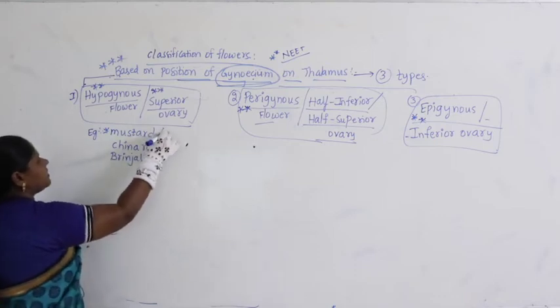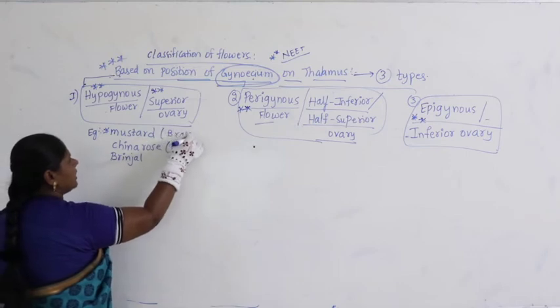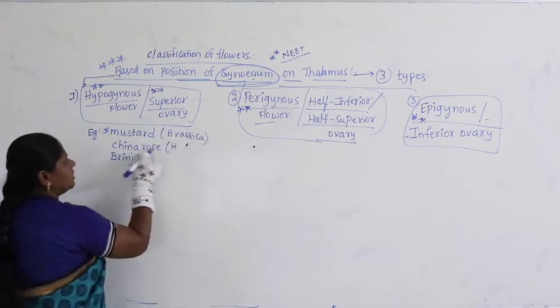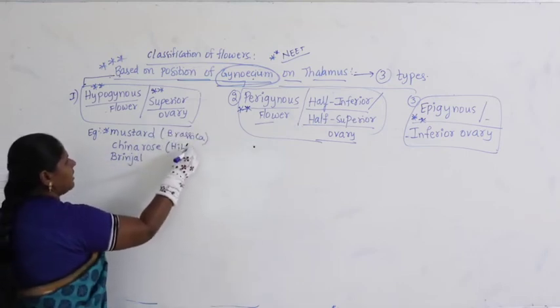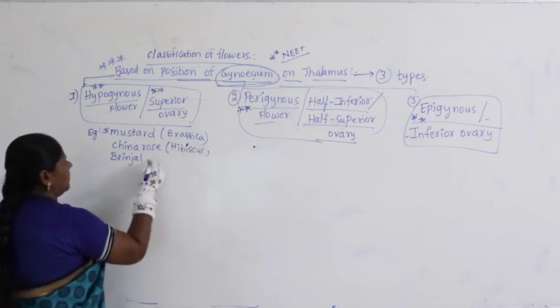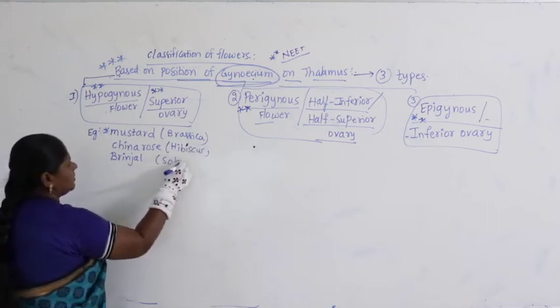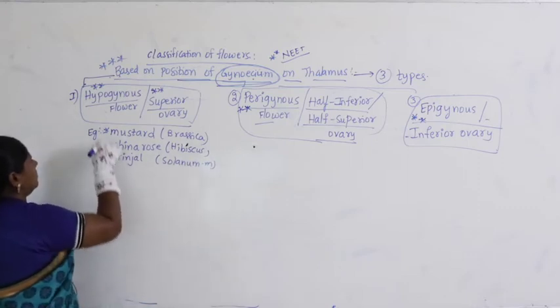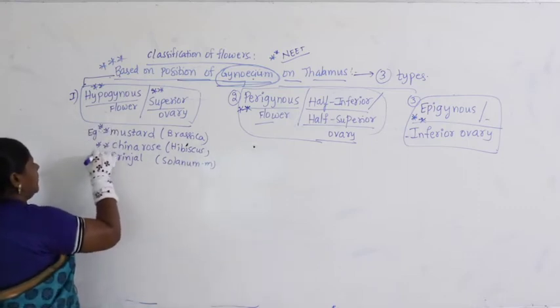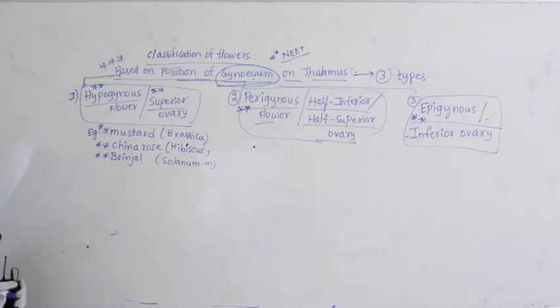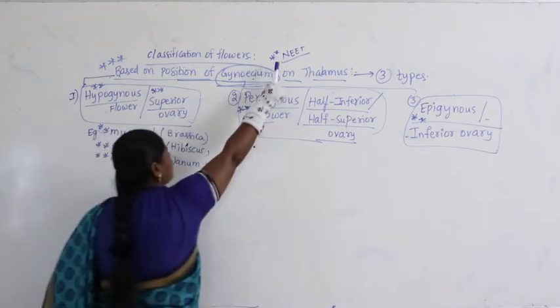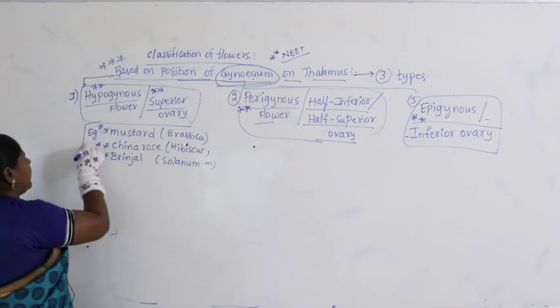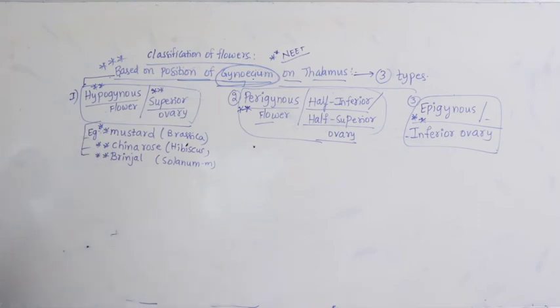You know that mustard is scientifically called Brassica, China rose is scientifically called Hibiscus, you know that, right. Brinjal is called Solanum melongena. Examples are very important. Why are examples very important? We had questions in the final NEET, right.